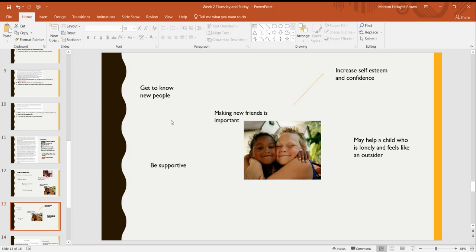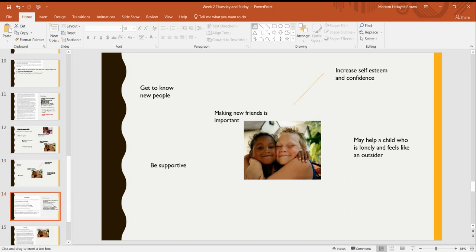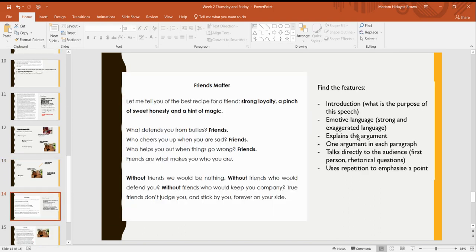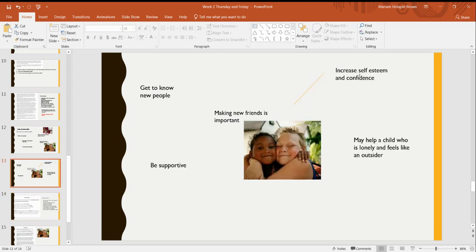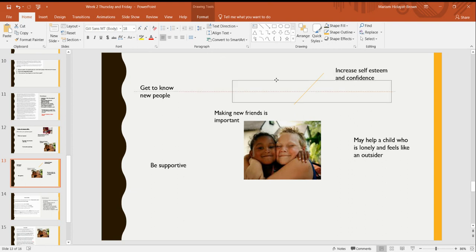So once you've done a little mind map of ideas around your statement, you're then going to make it a little bit fuller, aren't you? So you're going to give your reasons why. And if you remember from yesterday, we don't just make a statement. You also need to make sure that you're explaining your argument. So here I'm going to put something like making new friends is important. It increases self-esteem and confidence. And then my addition to that argument is I'm going to write something like this helps you to stay healthy.